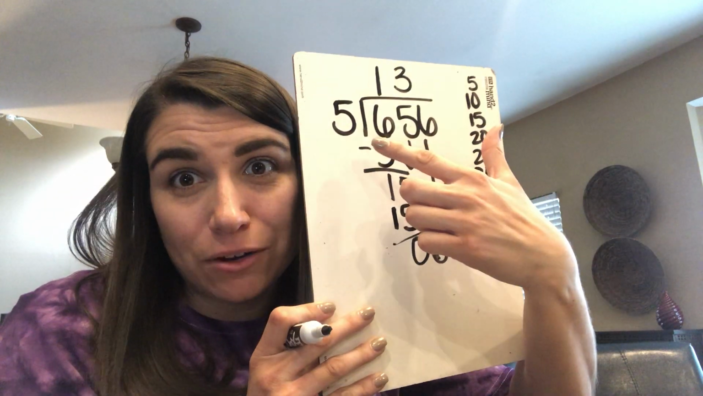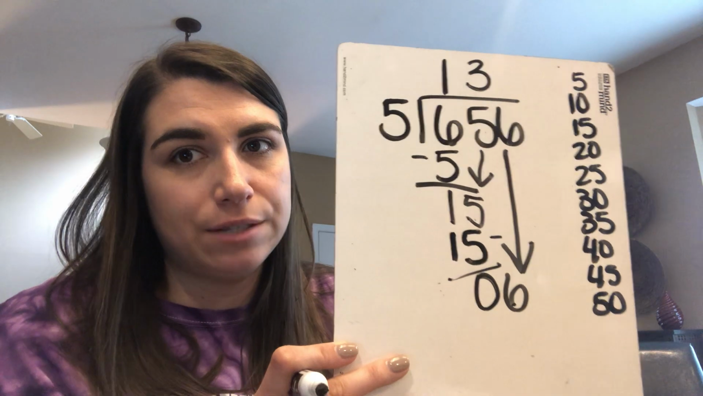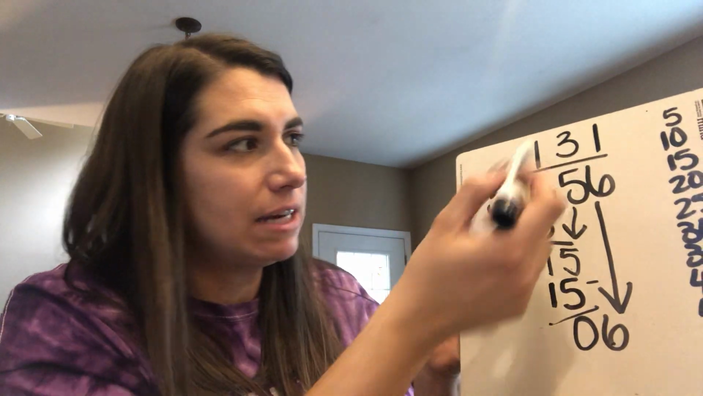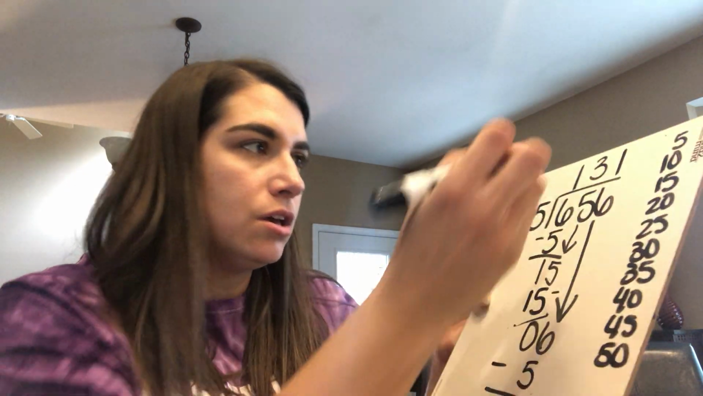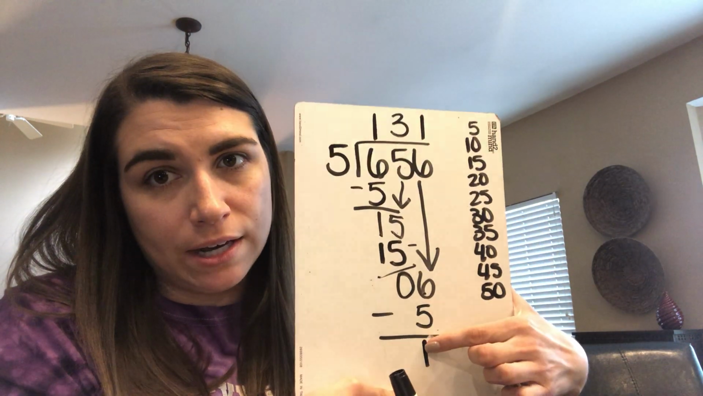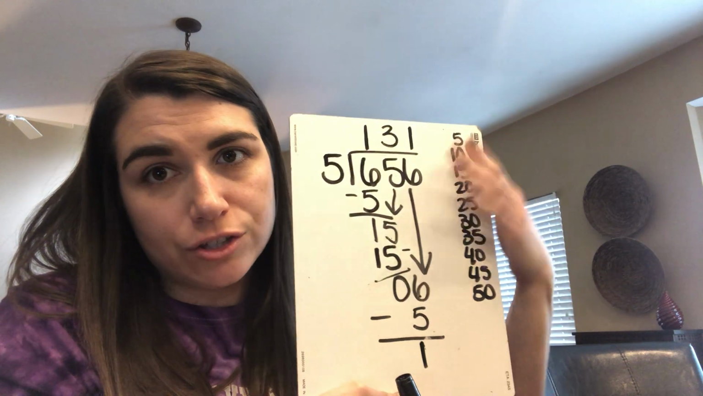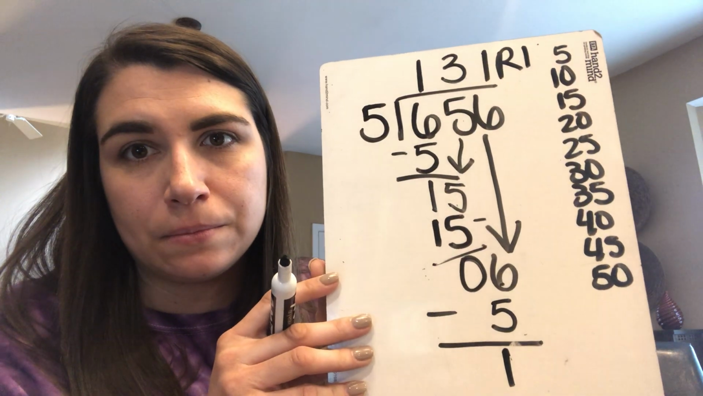And 6 is bigger than 5, so I can't leave that. Okay, so what times 5 gets you closest to 6 without going over? We've already done that one, so it's 1. And 5 times 1 is 5. 6 minus 5 is 1. Now, is there anything else to bring down? No. 1 is smaller than 5, so this 1 becomes my remainder. So I get 131, remainder 1, like so.